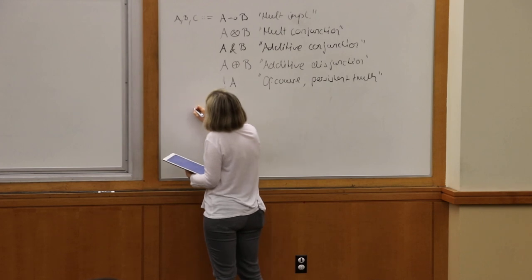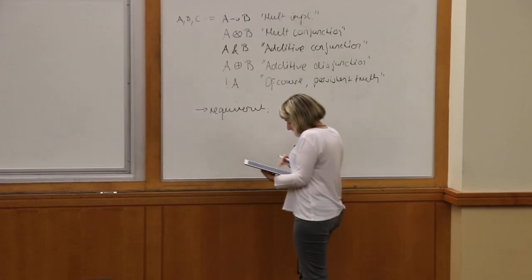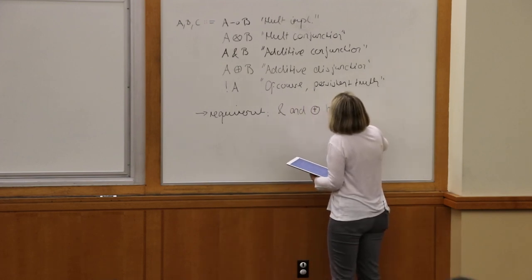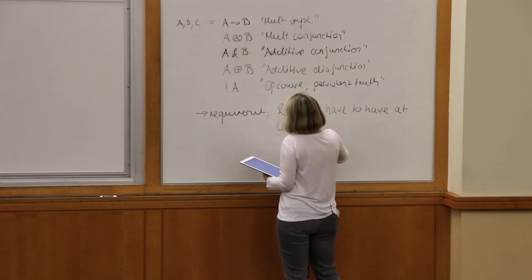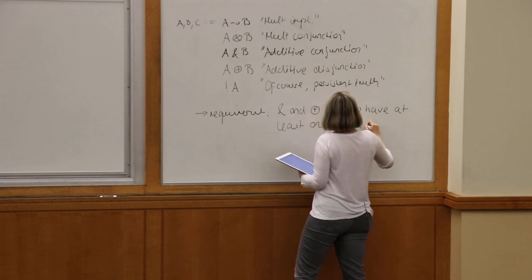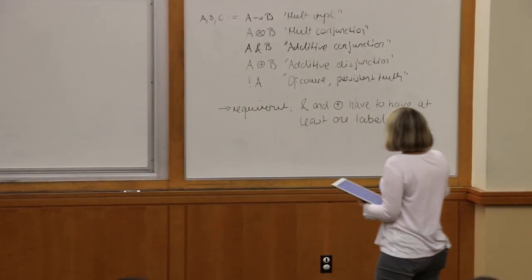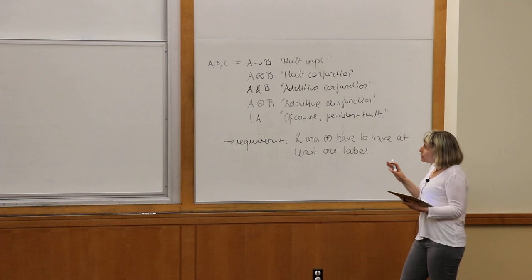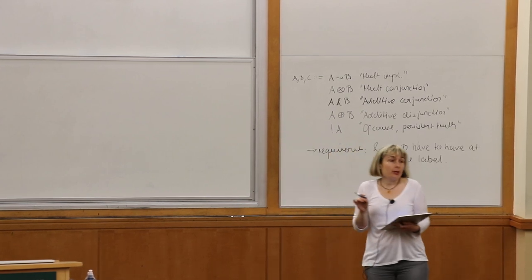So the requirement is that with and plus have to have at least one label. All right. Before going into the individual connectives, let's try and understand the typing judgment that we are going to use.